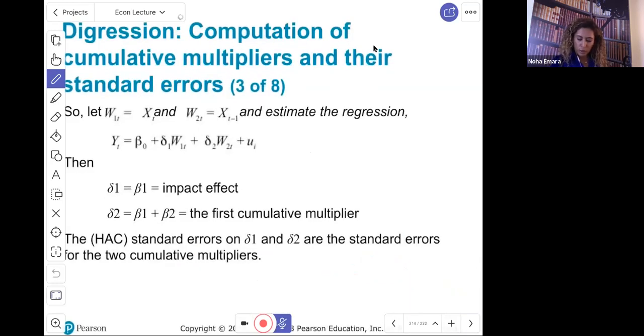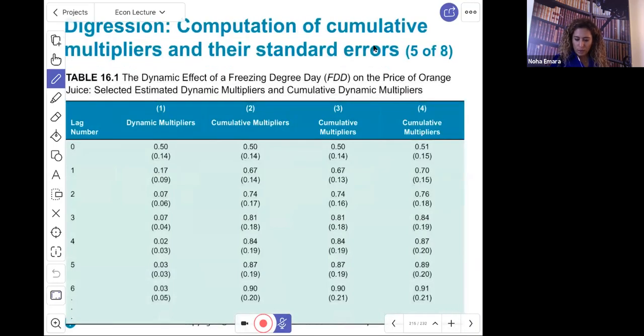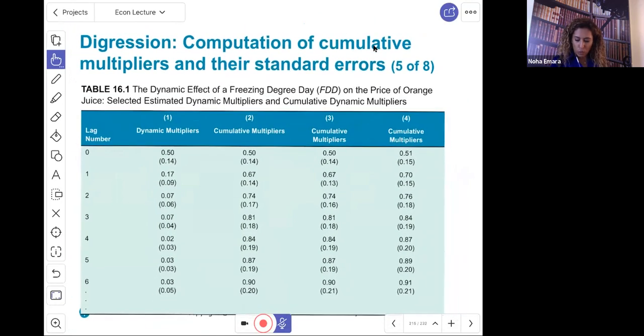Impact effect and the first period cumulative multiplier. However, I prefer to do it manually and keep adding it up so that it's clear to you. But this is another way of doing it. So let's talk about this exercise. You do already have it in your textbook. I can't remember which page, but you will find it by the end of the chapter.